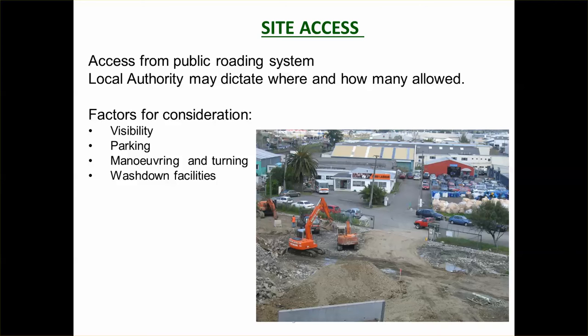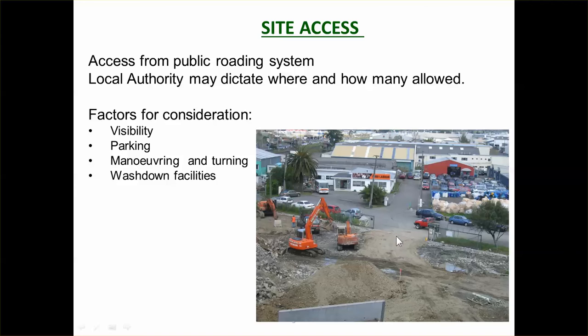system. You'll have materials, you'll have plant, you'll have labour, all needing to come in from the surrounding community, and that means they'll probably be accessing the site from the public roading system. So the first thing is you need an access point from the roading system. Now the location of that could be constrained by the local council. The local council may restrict the number of entry points. They may restrict places where you can have your access.